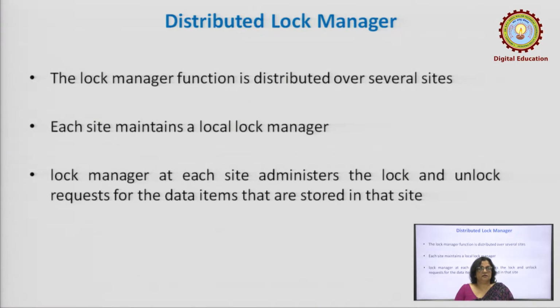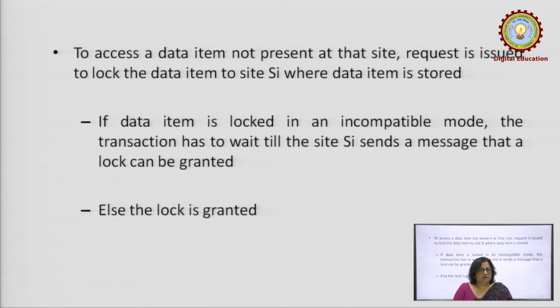The second approach is the distributed lock manager approach. Here the lock manager function is distributed over several sites. Each site maintains a local lock manager. The lock manager at each site determines the lock and the unlock requests for the data items that are stored at that site. To access a data item not present at the site, a request is issued to lock the data item where the data item is stored. If the lock can be granted, then the message is sent. If the lock cannot be granted, then the request has to wait.